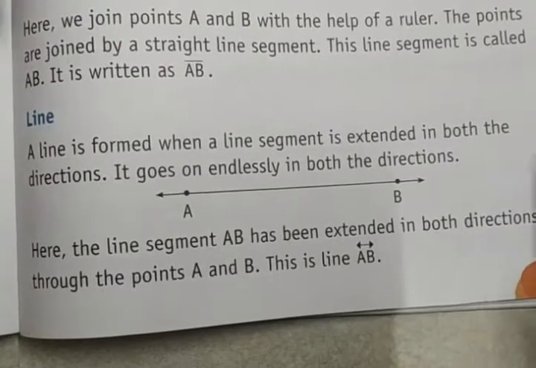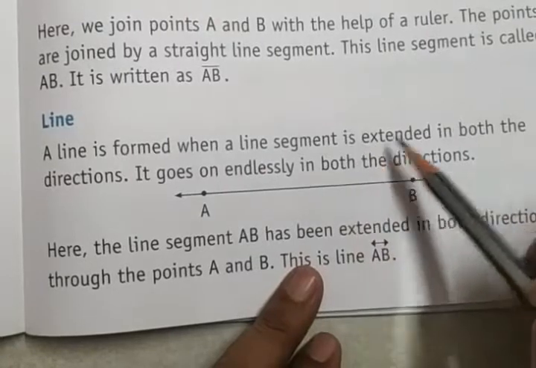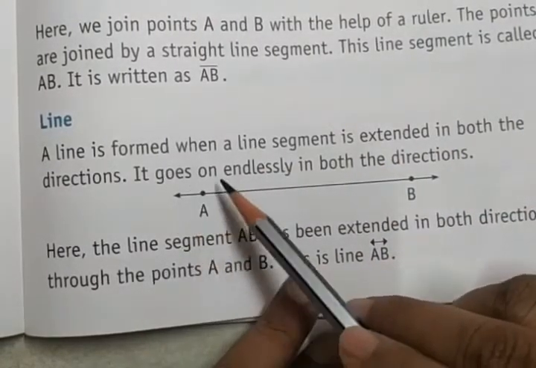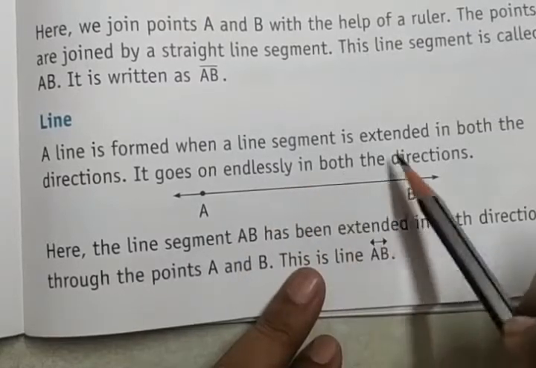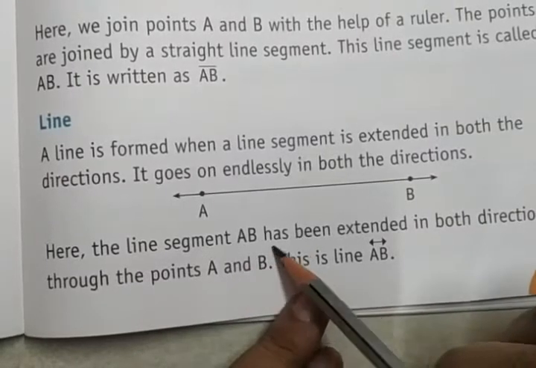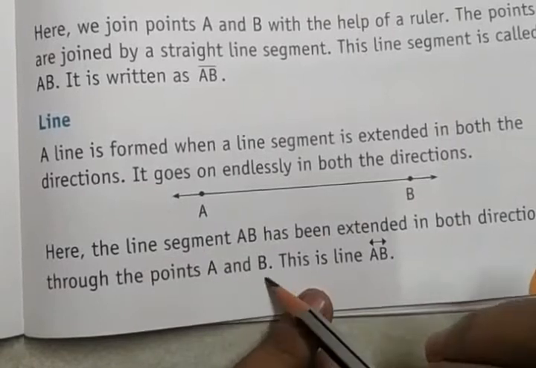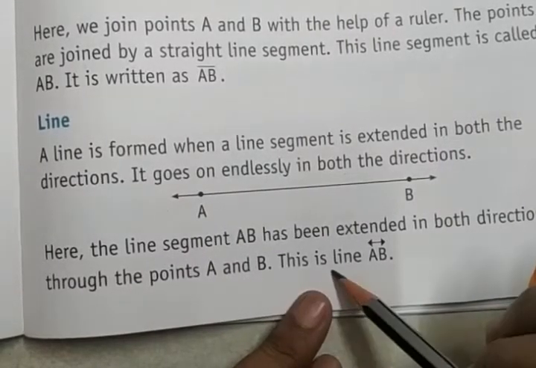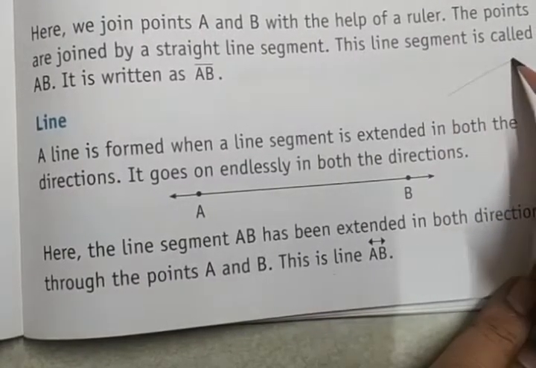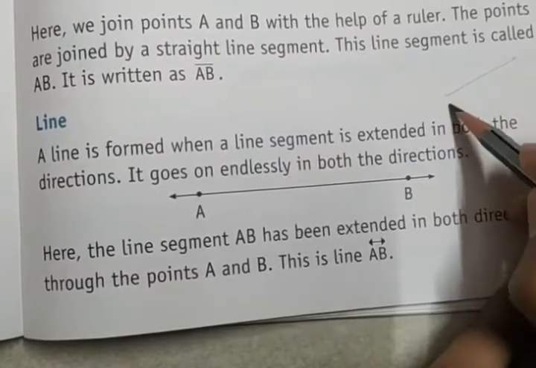Then what is a line? A line is formed when a line segment is extended in both directions. It goes on endlessly in both directions. This is called a line. For example, here the line segment AB has been extended in both directions through the points A and B. This is denoted as line AB. So this is a line segment, fixed at A and B.